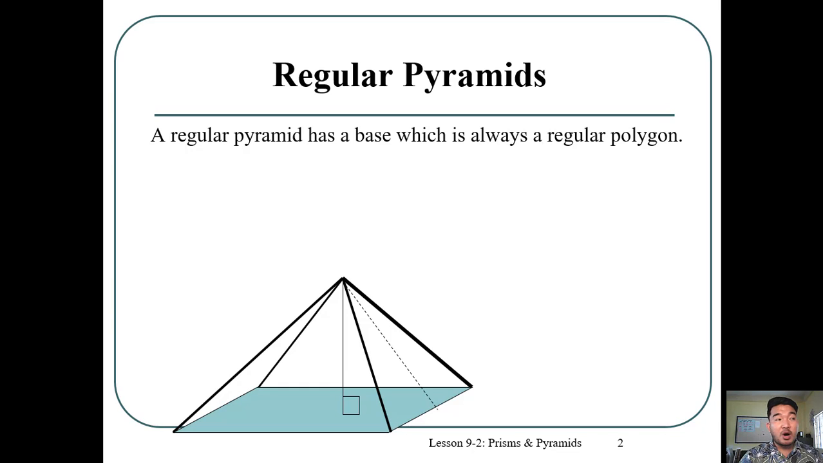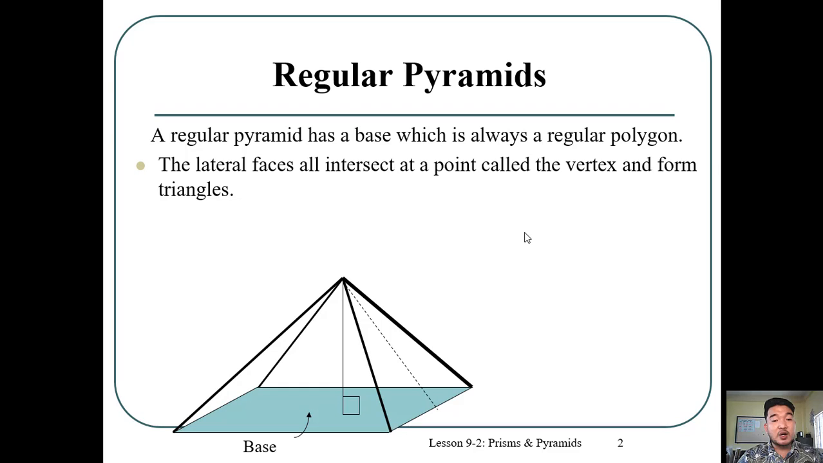By the way, based on the definition of regular polygon in plane geometry, regular polygons are polygons with equal interior angles and equal sides. An example of a regular polygon is a square or an equilateral triangle. It can also be a pentagon, but we have to make sure that it is a regular pentagon wherein all sides must be congruent and all the interior angles are also congruent. So a regular pyramid is one whose base is a regular pentagon. So this is the base of the pyramid.